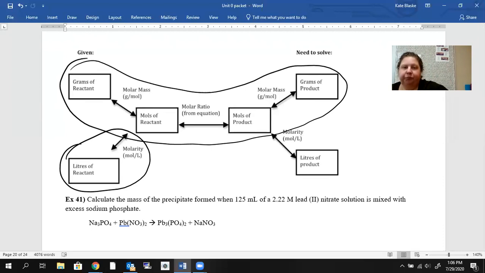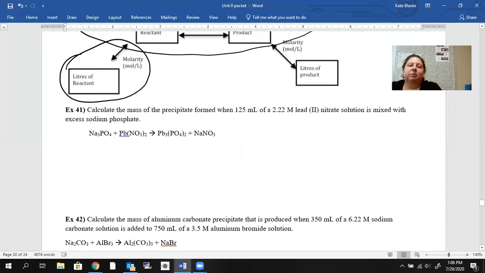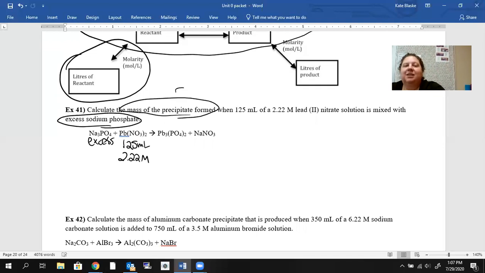that we have. So for example, if we look at number 41, it says calculate the mass of the precipitate formed when 125 milliliters of a 2.22 molar lead nitrate solution is mixed with excess sodium phosphate. So it says excess sodium phosphate, which tells me that this sodium phosphate is in excess. I don't have to worry about that. This is not a limiting reactant question. But I've got 125 milliliters of a 2.22 molar solution of the lead nitrate, and I want to know the mass of the precipitate formed. That's what they want me to find.